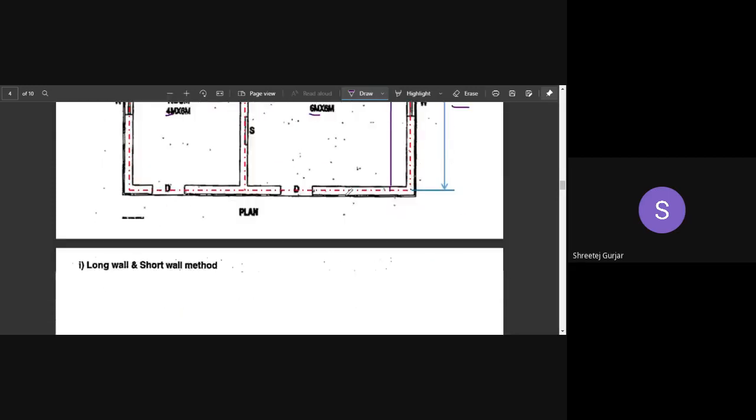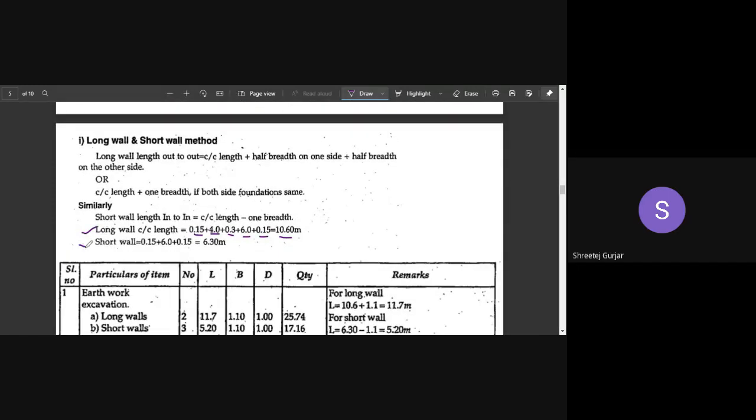So the center line length of your short wall is equal to 0.15, that is half of your wall thickness at one side, plus 6 meters, that is the inner distance, plus 0.15, which is your other half of the wall thickness. That is equal to 6.3.